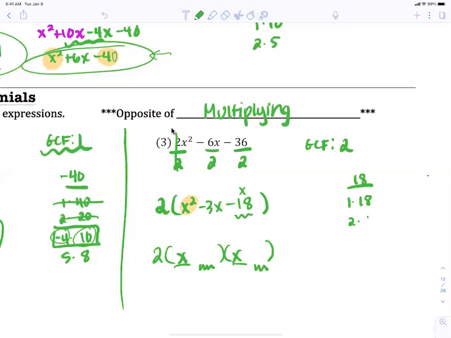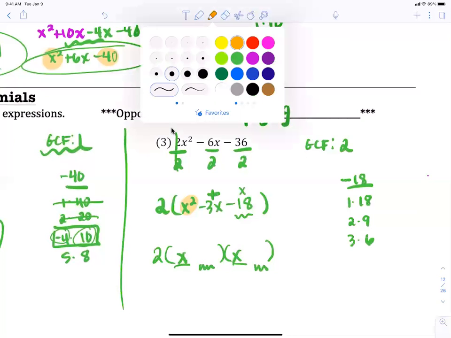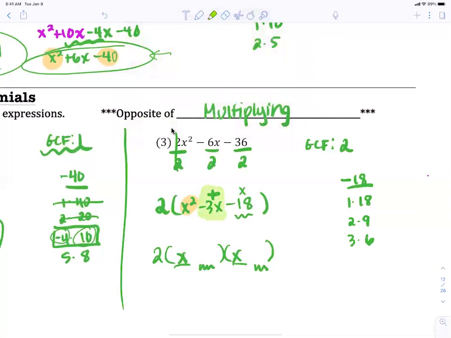Well, it could be 1 and 18. It could be 2 and 9. Or it could be 3 and 6. Now, keep in mind, at the end of the day, the sign does matter. Really, I'm looking for what multiplies to give me a negative 18 that also adds to give me a negative 3x. Whatever you choose, it really has to satisfy both this piece and this piece.